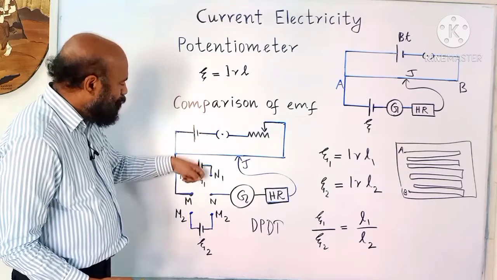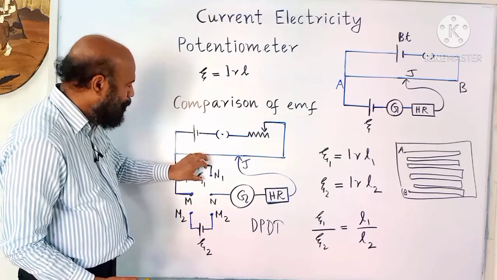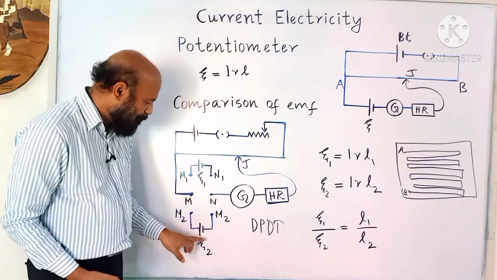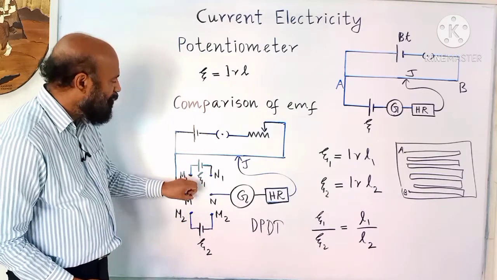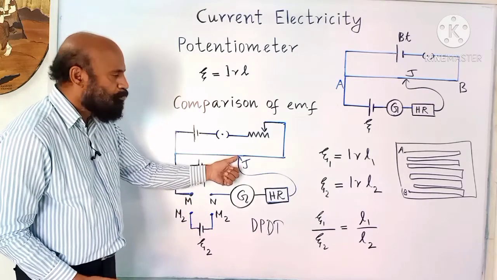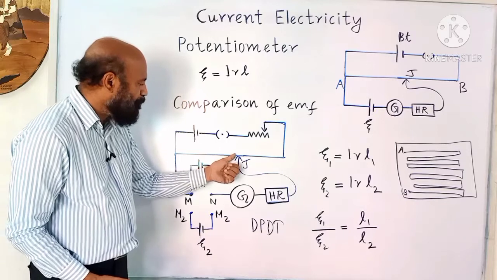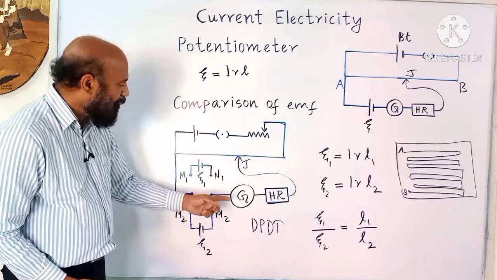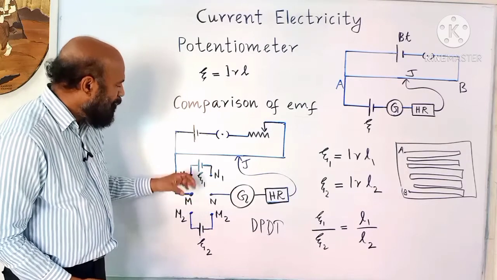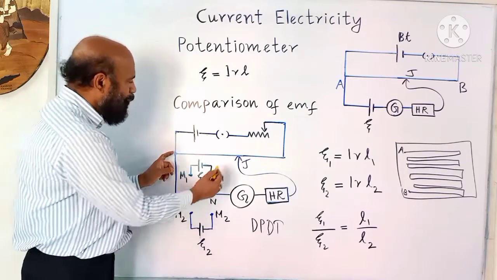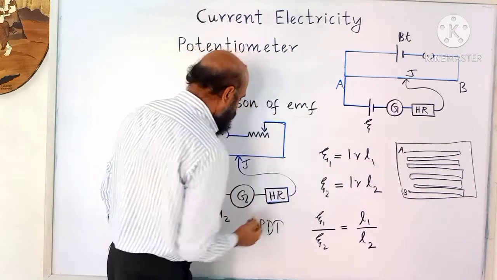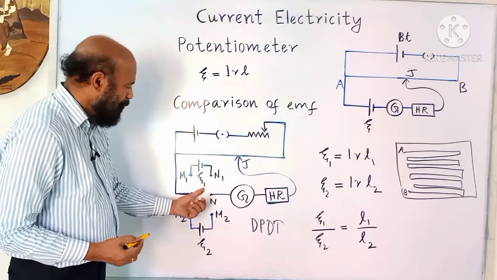Then if you close this side, this cell will be included in the circuit. Here, if you close here, this other cell will be included in the circuit. By closing this side, move the jockey on this wire. At one point, the galvanometer will show zero deflection. Then the EMF of this cell will be equal to the potential difference across this wire. So E1 equals I R L1 in the first case.